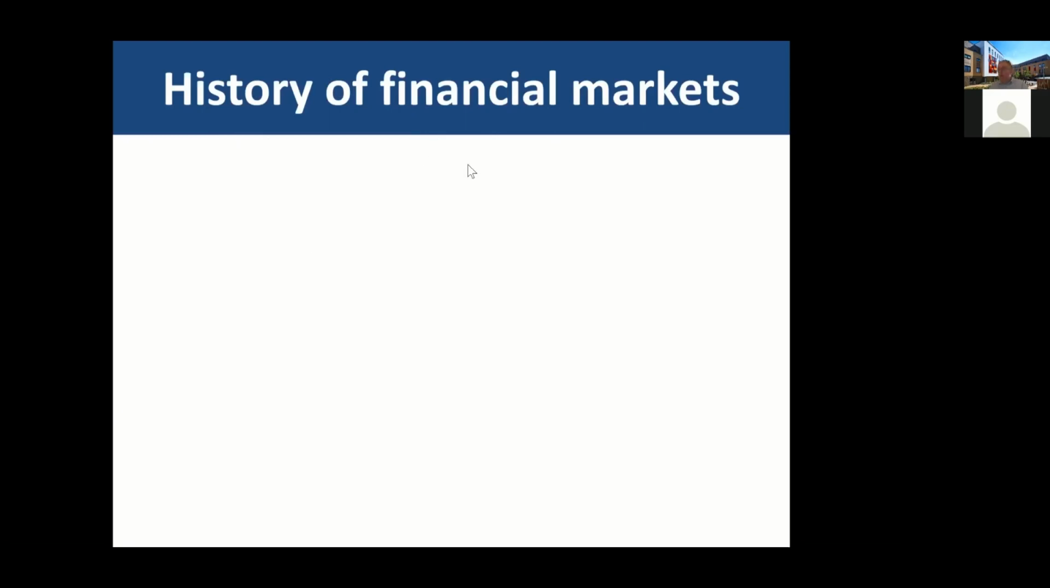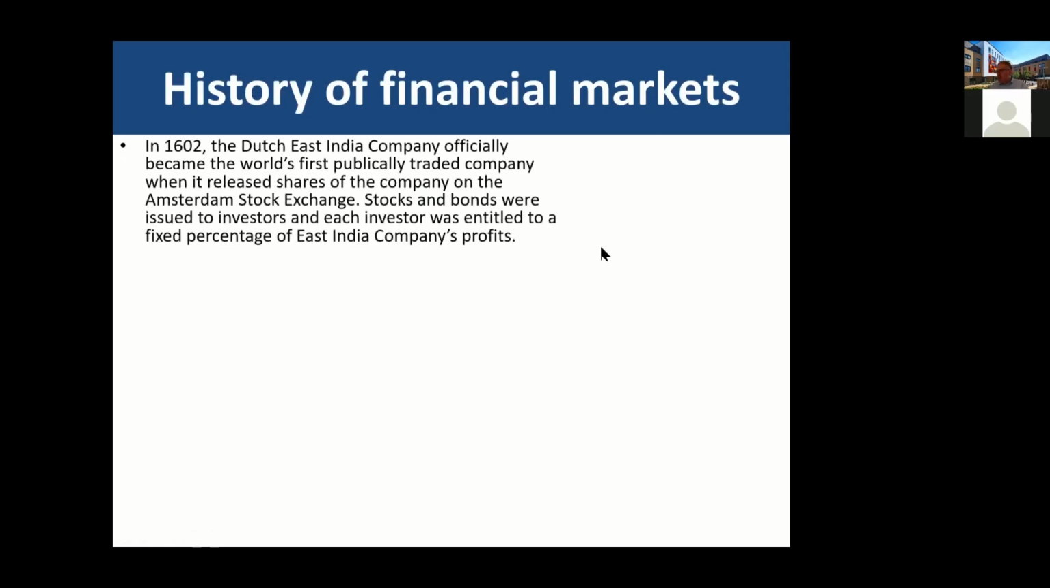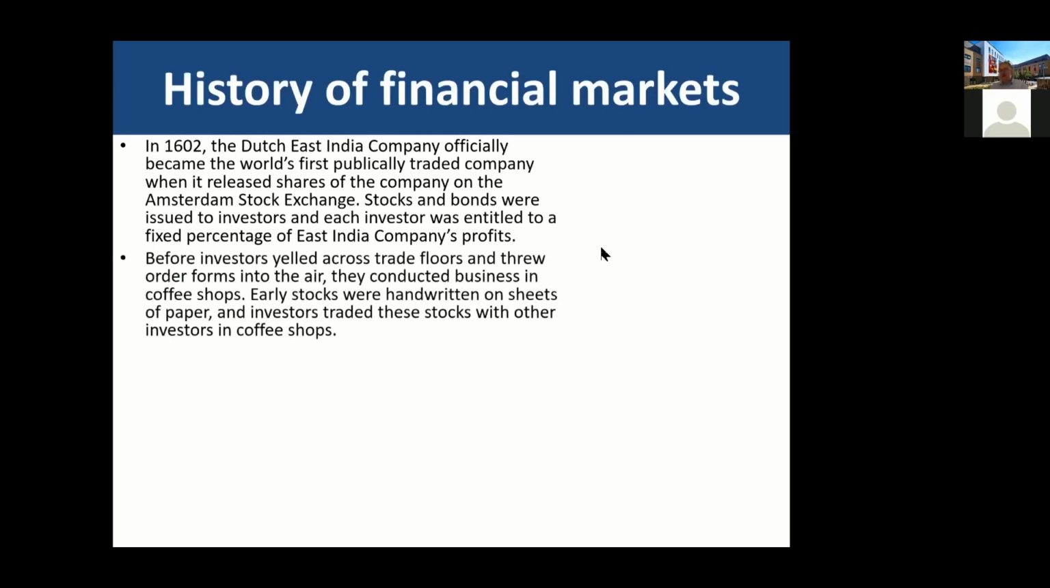So, before there were stock exchanges, there were physical places where people could meet. The first stock exchange, the first place where traders and investors exchanged stocks, was in coffee shops. And here they were handwritten on sheets of paper, and investors traded these stocks with other investors in the coffee shops.